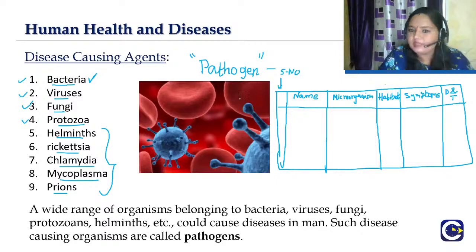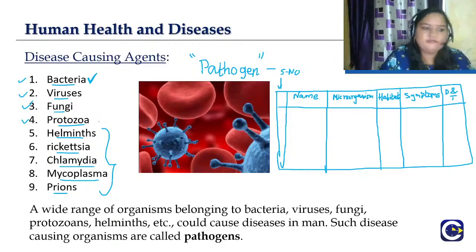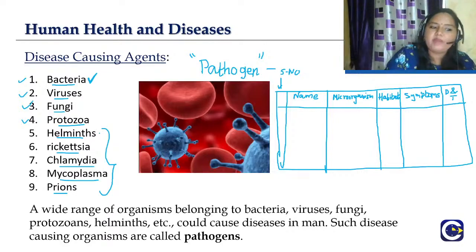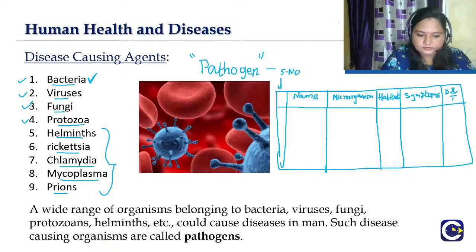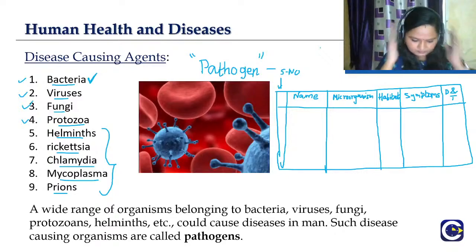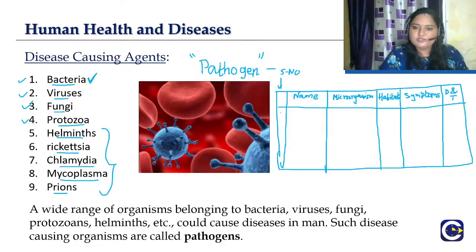So quickly draw this table and let's analyze 5 diseases under bacteria, and some from viruses, some from fungi, some from protozoa, and one or two from helminths, Rickettsia, Chlamydia, Mycoplasma, and Prions. I'll explain each and everything. Text me once you're done with the table, okay? Kirtana, Aditi, Sana, Vignesh, and Nityashri, just quickly draw this table.